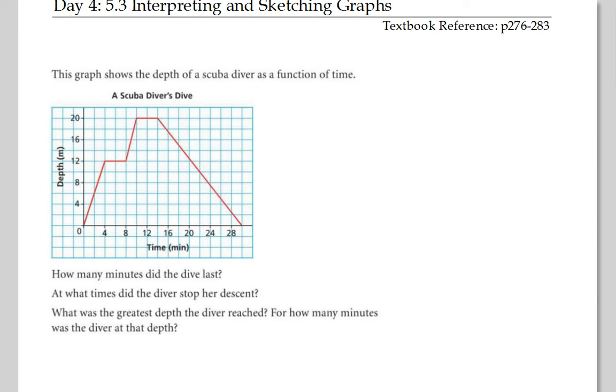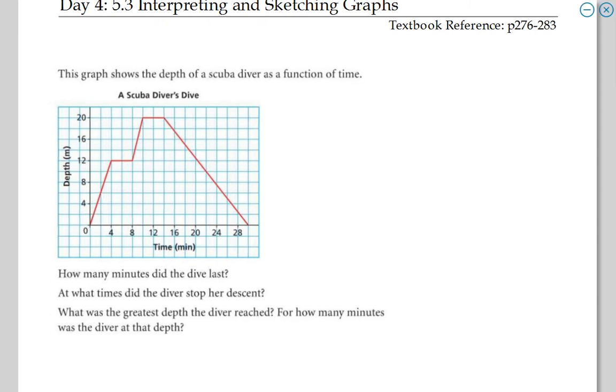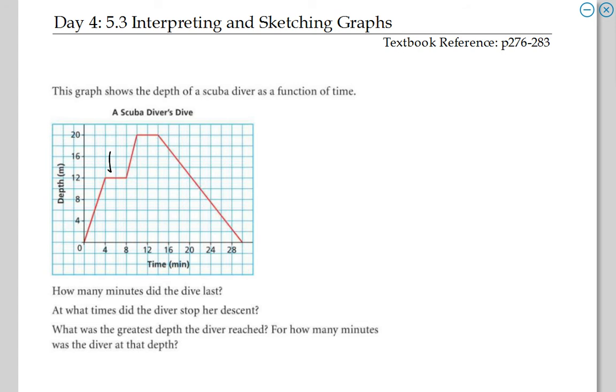So right there, you want to say at rest. Some of you probably recognize that from Science 10, right? Okay.